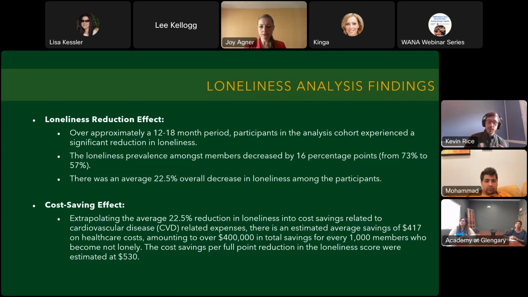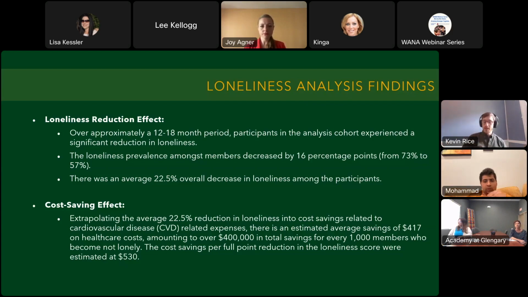And that this translated to an average overall 22.5% decrease in loneliness for all the participants. And we were able to take this overall decrease of 22.5% and link that with other research that has talked about the relationship of loneliness. If you are lonely, and you have that as part of your social history or health profile, that is highly linked with risk factors related to cardiovascular disease.